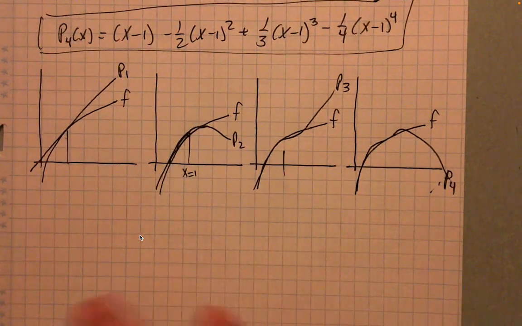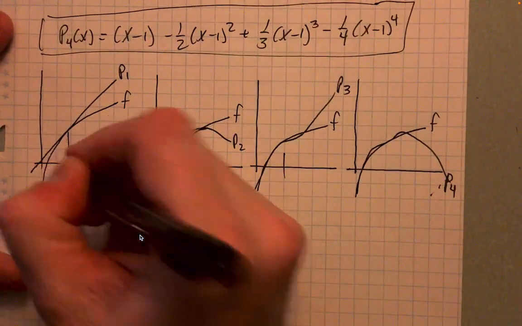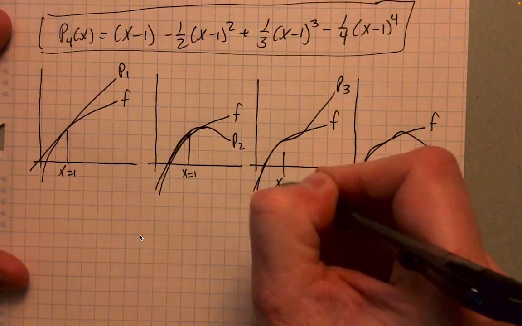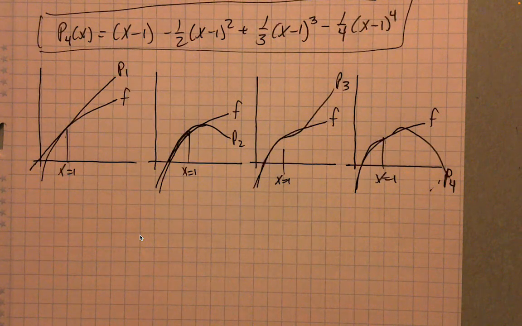We know first degree, second degree, third degree, and fourth degree polynomials are going to have a different number of turns, right? And so the polynomials are always going to be changing, but in each case, they're going to become better and better approximations of f at x equals 1. Okay, in the neighborhood of x equals 1.